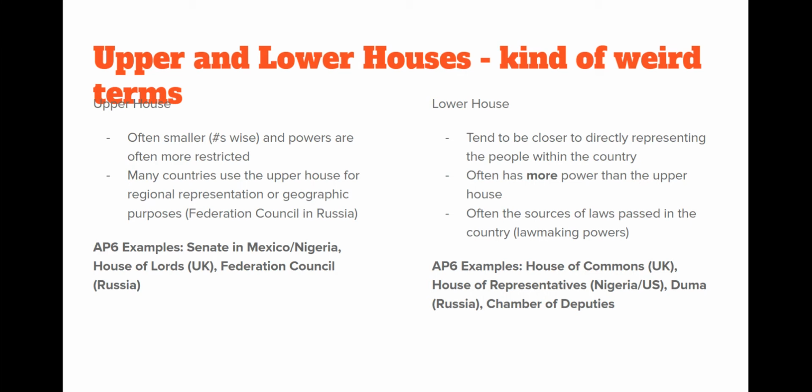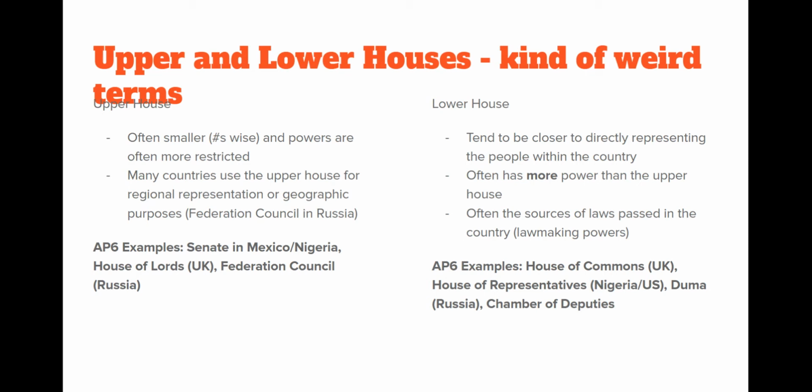So for the 4 countries that we study, the Senate in Mexico and Nigeria are the upper house, the House of Lords, and then the Federation Council is the upper house for Russia. And the lower house is where we tend to see more direct representation of the people in the country. So generally speaking, it often has more power than the upper house. So that's a little bit of an inversion, you might think, given the upper-lower dynamic of the words.